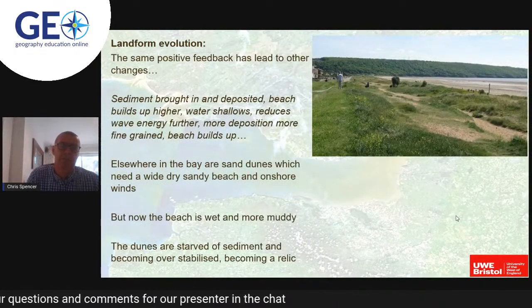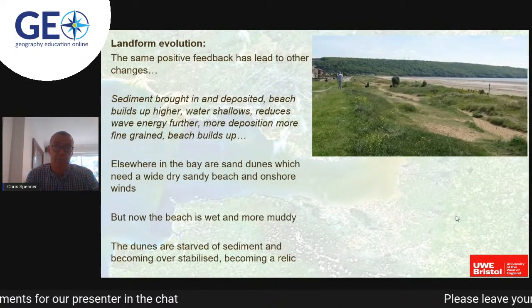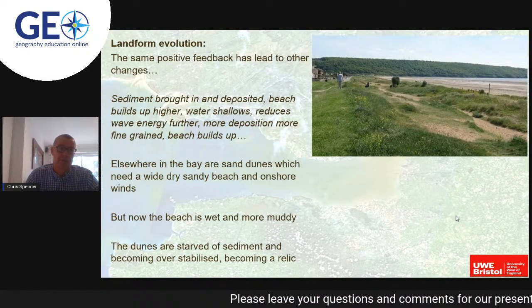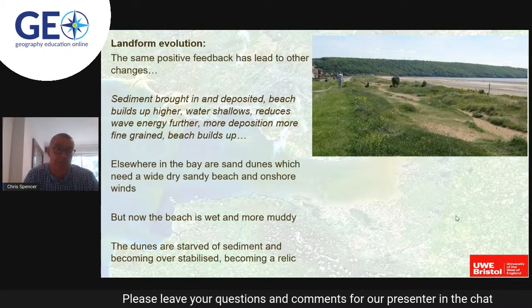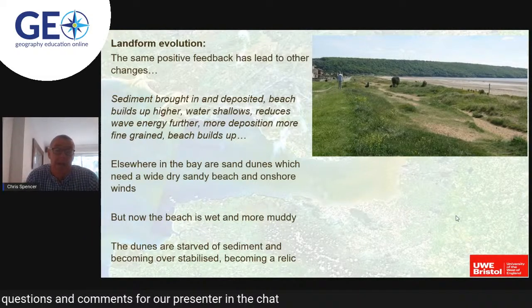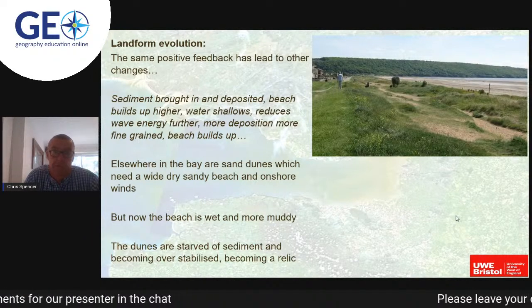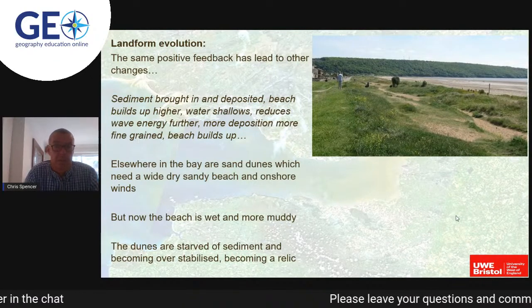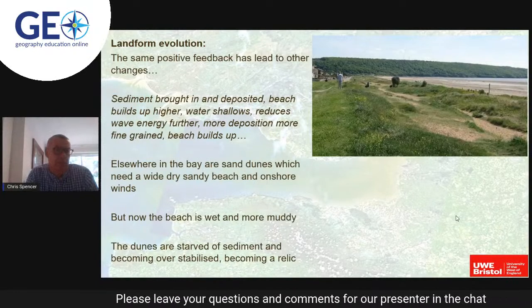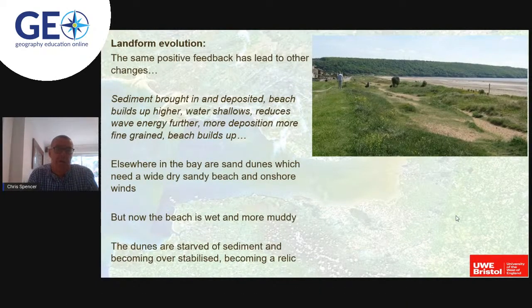But that very same positive feedback of more and more deposition, water getting shallower, waves losing their energy, more deposition of fine-grained sediments has had another impact. That positive feedback has resulted in, elsewhere in the bay, sand dunes, which had existed there for some considerable time. It's quite a wide area of sand dunes, many meters wide. But sand dunes rely on having a wide, dry, sandy beach. And then the onshore winds blow across that beach, transporting sediments to the dunes.